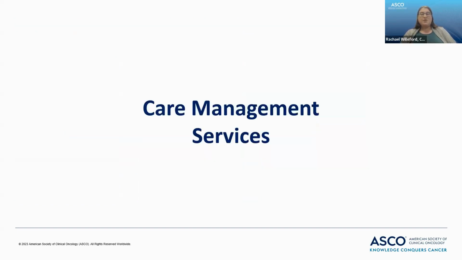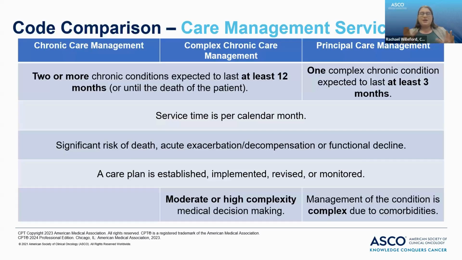Moving along to care management services and what this looks like. So chronic and complex care management both require 2 or more chronic conditions expected to last at least 12 months. And then principal care management requires 1 complex condition expected to last at least 3 months. Service time for all of these is calendar month. They all require significant risk of death, acute exacerbation and decompensation, or functional decline. All require a comprehensive care plan. Complex chronic care and principal care management both require moderate to high complexity.